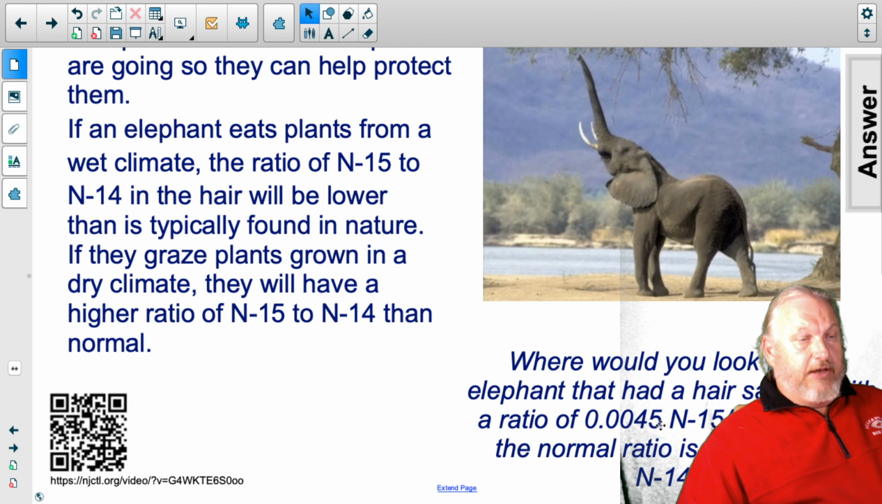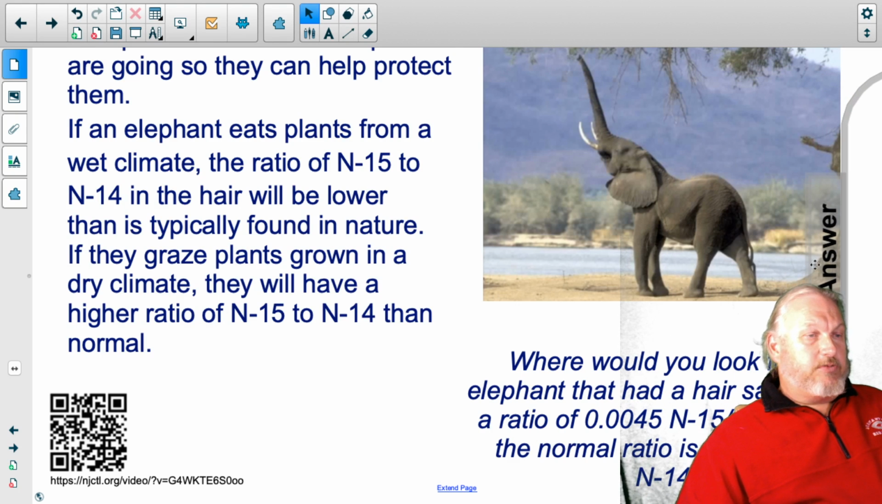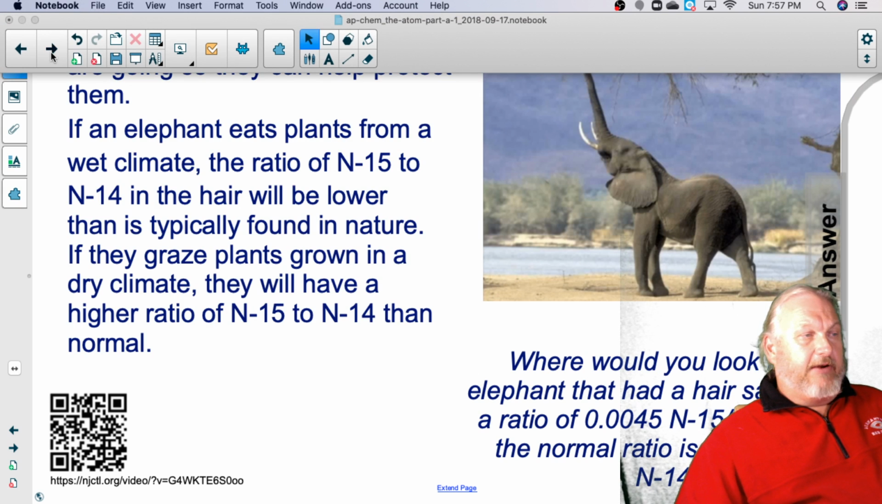So nitrogen-15 to nitrogen-14 would be lower if it's in a wet climate. The normal ratio is 0.034 nitrogen-15 to nitrogen-14. So there is a higher ratio of nitrogen-15 than nitrogen-14, right? So that's probably in a drier climate. So that's just one of the ways. Again, they'd analyze the hair of the elephant.